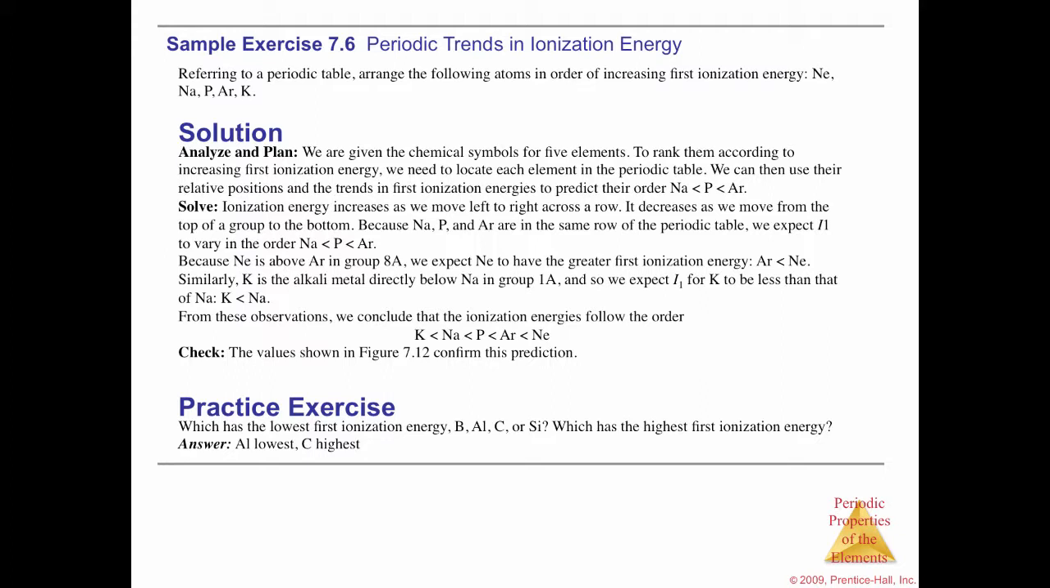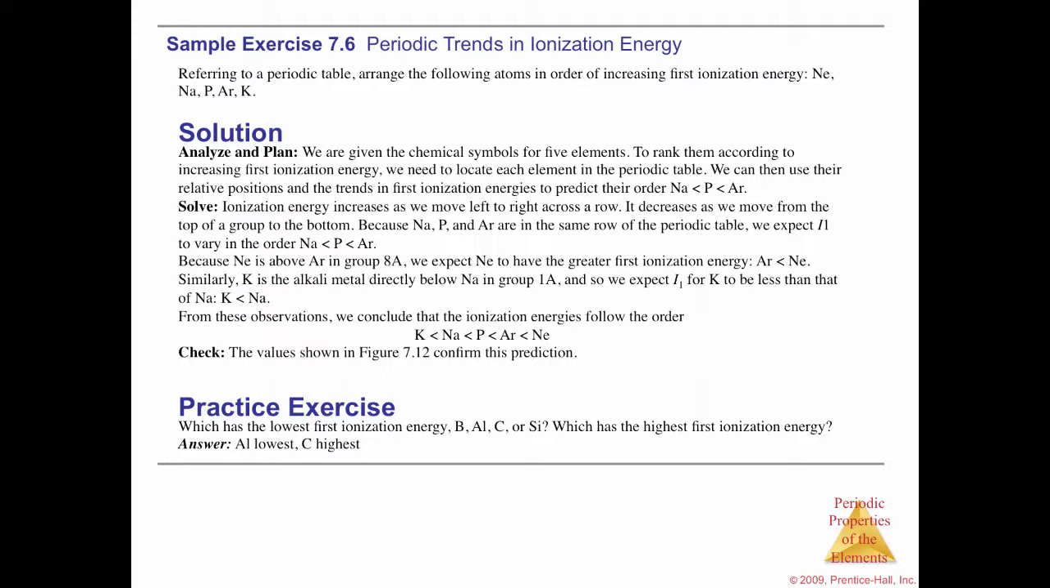Ionization energy increases as we move left to right across the row. It decreases as we move from the top of the group to the bottom. Because sodium, phosphorus, and argon are in the same row of the periodic table, we expect the first ionization energy to vary in the order sodium is less than phosphorus is less than argon. Because neon is above argon in group 8A, we would expect neon to have the greater first ionization energy.